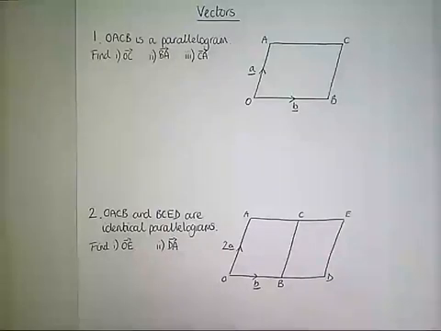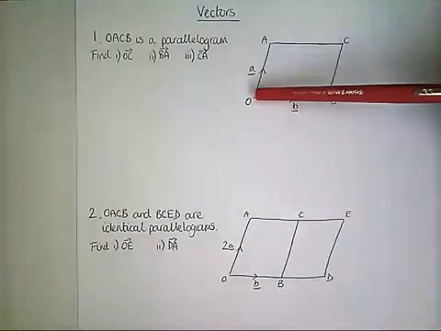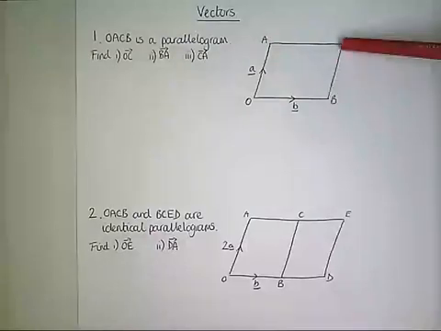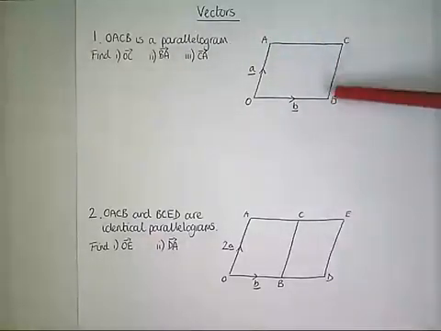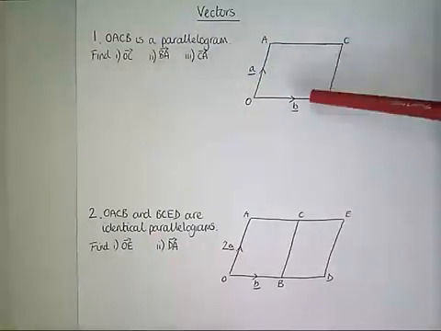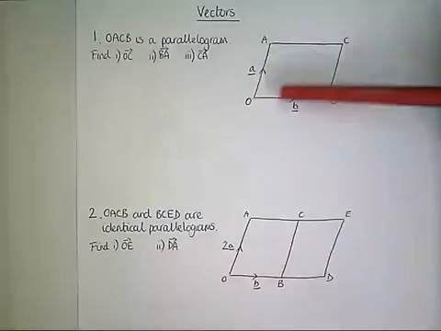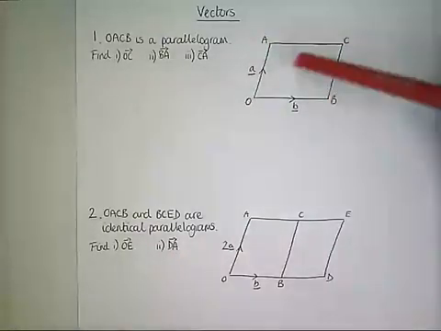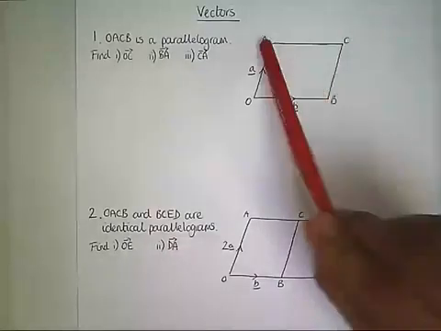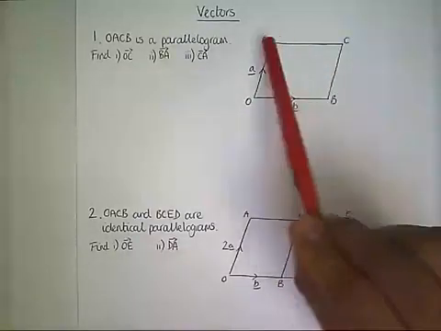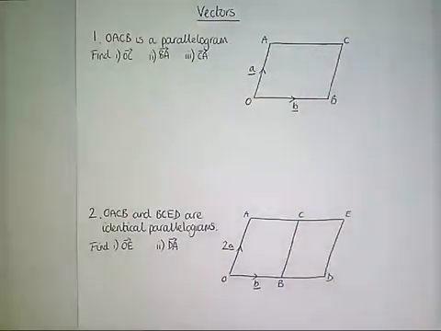So first of all, we've got OACB is a parallelogram. So we know that this is a parallelogram. If we think about our shape properties, that means that the opposite sides are the same length and are also parallel to each other. Okay, so both this side, OA and BC, are the same length and parallel, and AC and OB are also the same length and parallel.